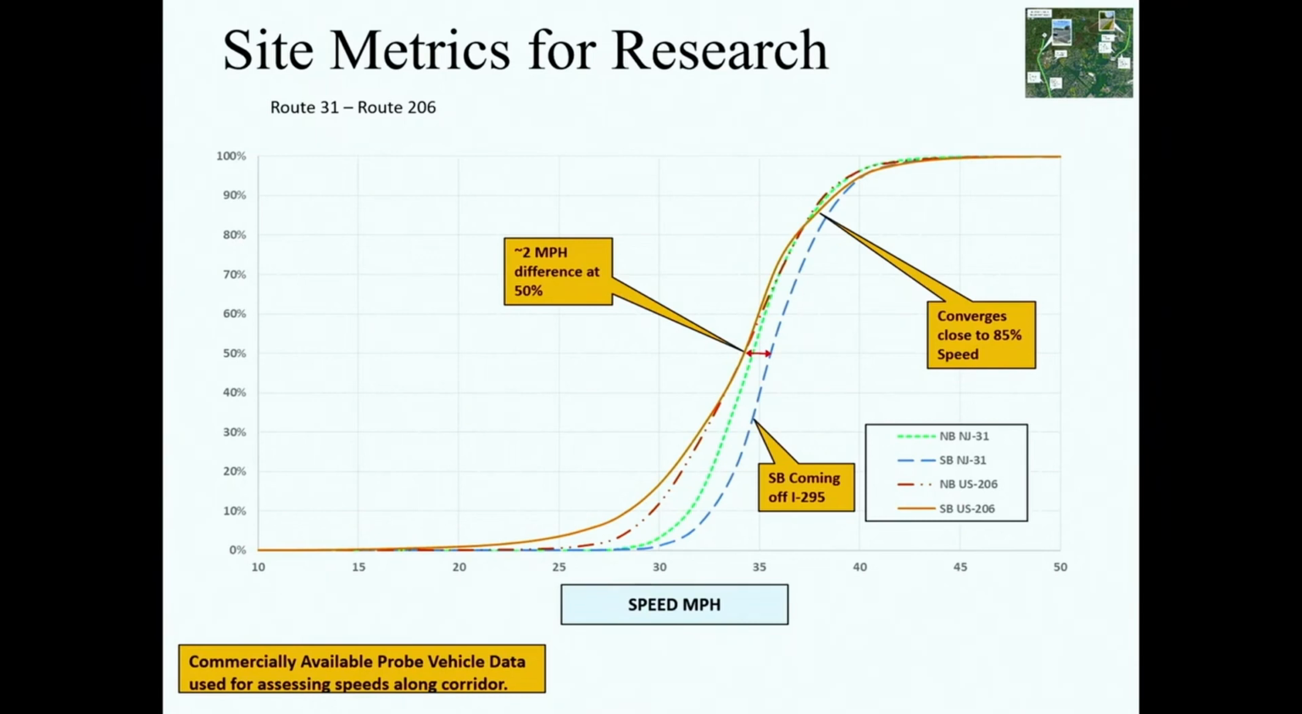A lot of trucks come down on 31. 206 has a lot of trucks. There's a lot of people slowing down. This traffic signal slows people down. And so we're talking about 2 miles per hour at this point, right? It's not that much. And when we get up to 85%, they start to converge.